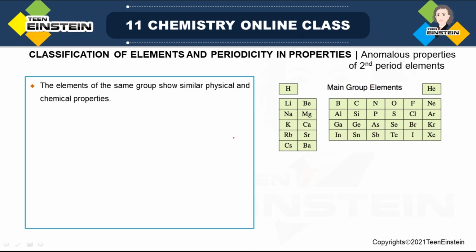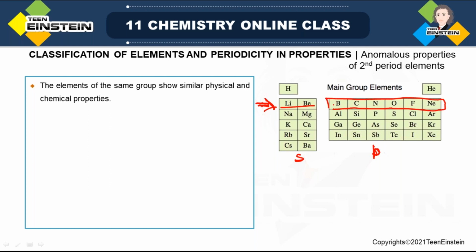Anomalous properties of second period elements. So only second period elements, they will be showing this type of anomalous properties. So here second period is this part. So it is starting from lithium, beryllium. So this is for S block and this is for P block. Okay, only the main group elements. Lithium, beryllium, and then boron, carbon up to neon. So we will focus only on this.